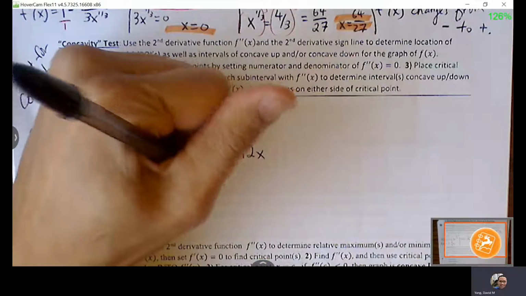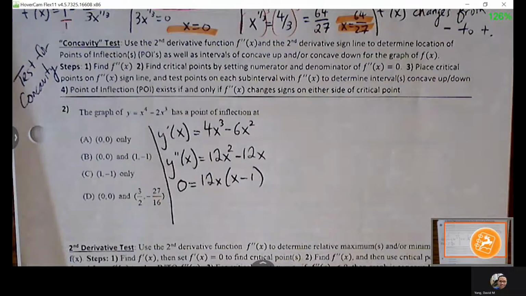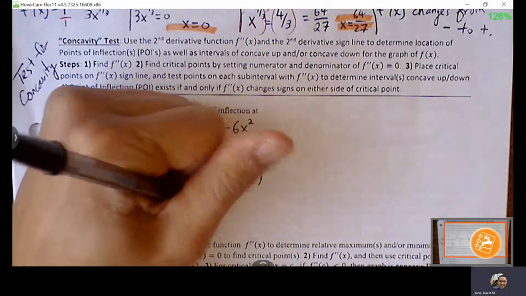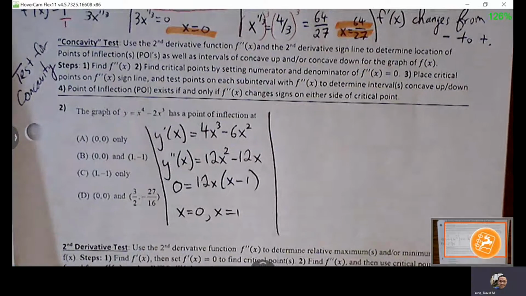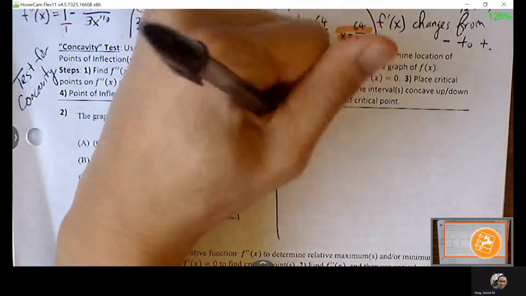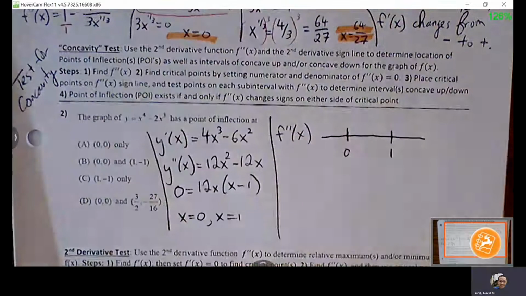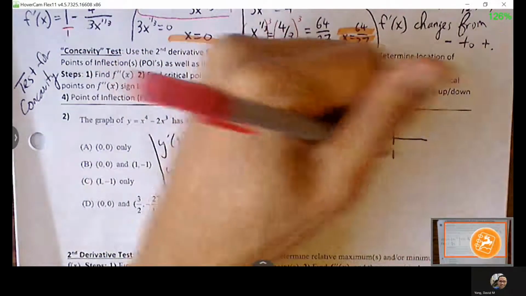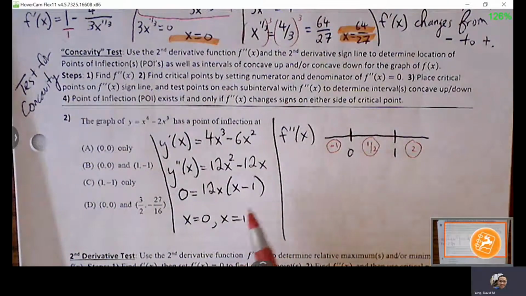Factor first, GCF 12x. Solve for x, 0 and 1. All right, we place those critical points onto our concavity sign line, or our second derivative sign line. Choose values in each subinterval, and insert into the second derivative function.